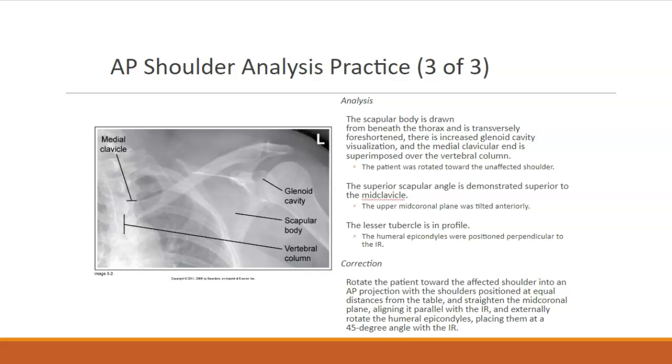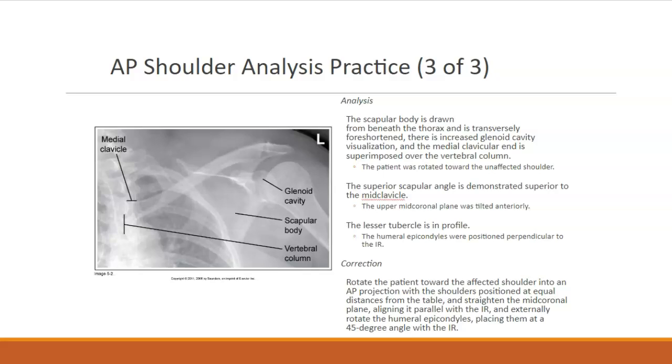The first thing that I look for is that medial clavicular end of the affected shoulder. In this projection, the medial clavicular end is superimposing the vertebral column. This should indicate to you that the patient is turned away from the affected shoulder. So we're going to have to turn the patient back so that the mid-coronal plane is parallel with the IR.